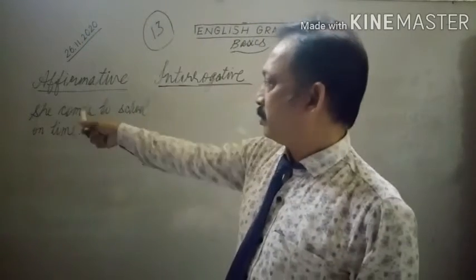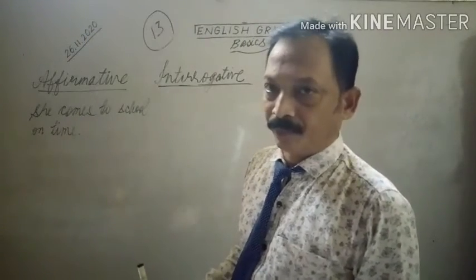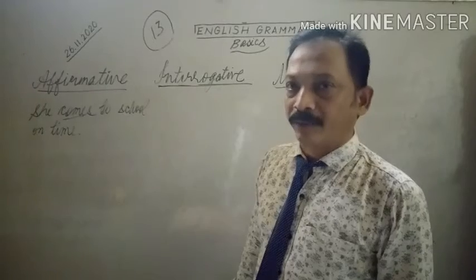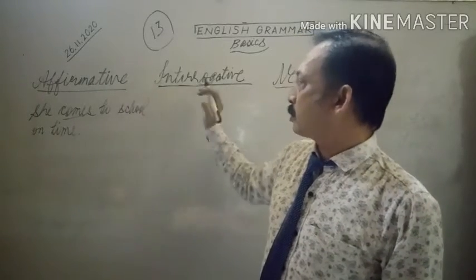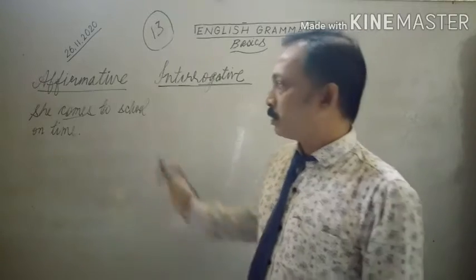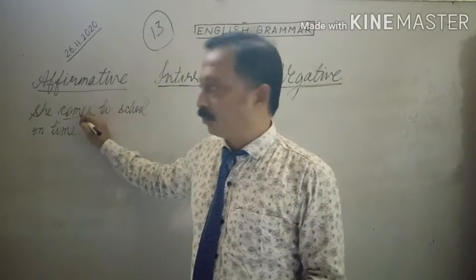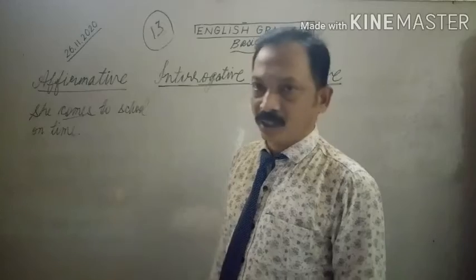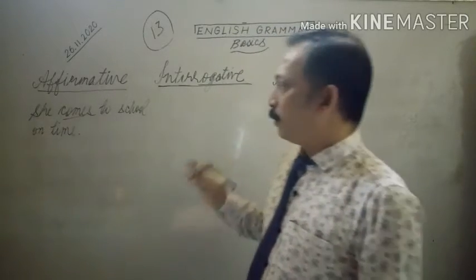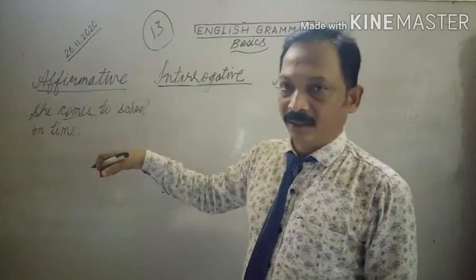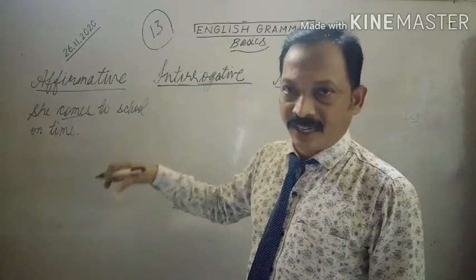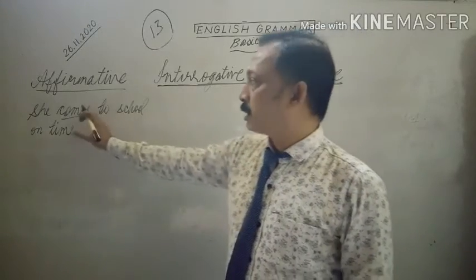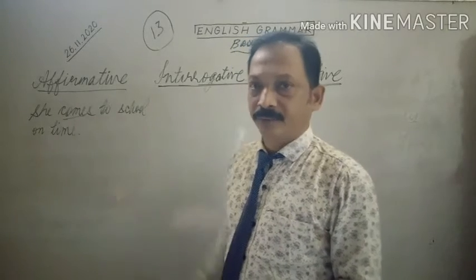A very simple sentence: she comes to school on time. Here find out the verb, it is comes. It is not any form of be or have. So we have to change it into interrogative or negative in a different way. First go for the verb. Comes is the verb here, and she is the subject, a pronoun, and comes is the main verb. So you can't directly place the verb in the beginning, as we have already done in the case of the forms of be or have.